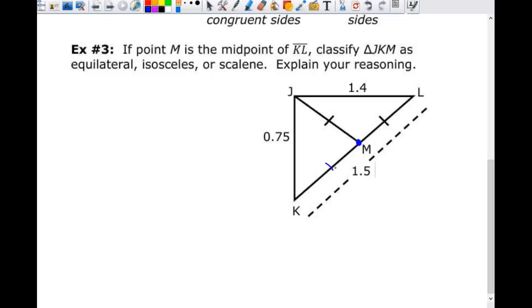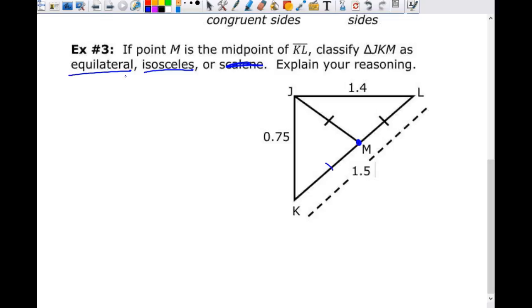Classify JKM as either isosceles, scalene, or equilateral. So, can this be scalene if we have 2 congruency ticks? No. Well, it looks like it's an isosceles triangle. But it can also be an equilateral triangle. We need to check.